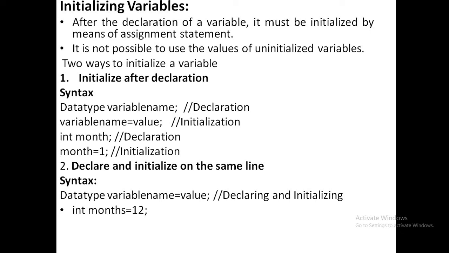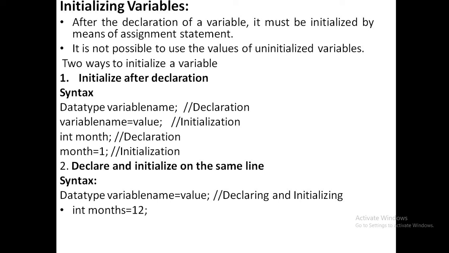In the first case, the data type name, followed by the variable name, is given for declaration, and in the second line the variable name is being assigned a value, that is initialization. So in this example, int month, where month is the name of the variable and int is the type of data it can store. And in the second line for initialization, month is being assigned the integer value 1.